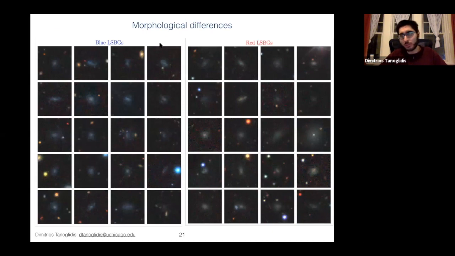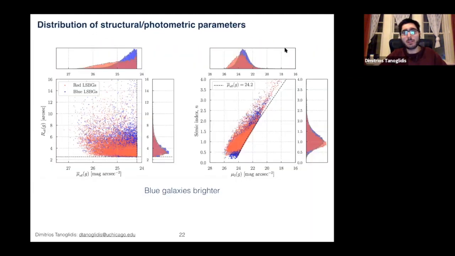First of all, morphologically, they differ. Red galaxies are more elliptical, while blues have signs of spiral structure. These blue galaxies are more star-forming galaxies. Also, they slightly differ in their photometric or structural parameters. For example, blue galaxies are brighter.